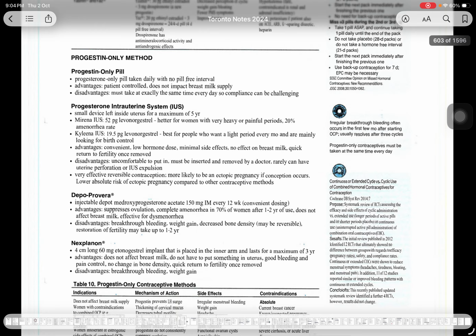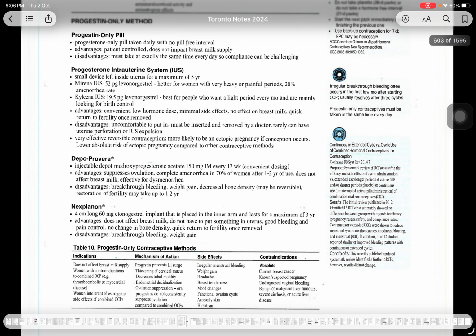Disadvantages: breakthrough bleeding, weight gain, decreased bone density, may be reversible. Restoration of fertility may take up to 1 to 2 years. So with injections, the problem is that the patient may not get periods for 1 to 2 years, and they're not sure about the return of fertility within 1 or 2 years. So that's the problem. Otherwise, that is injectable every 12 weeks.